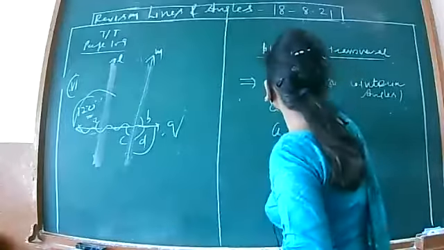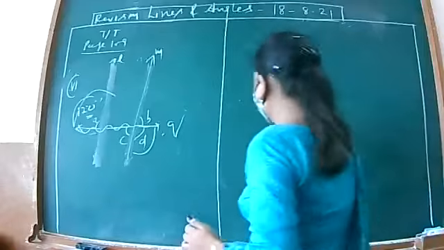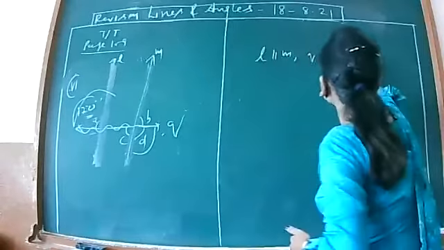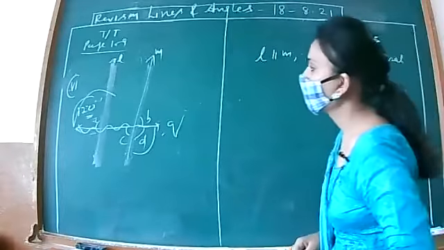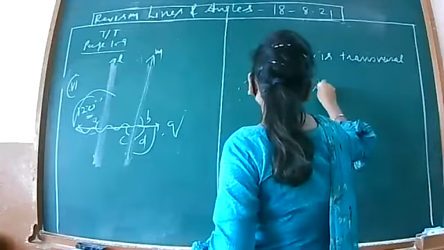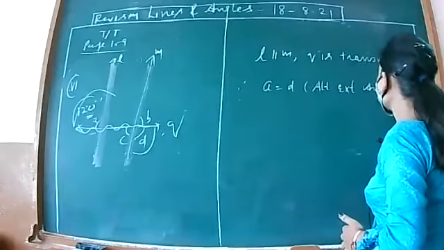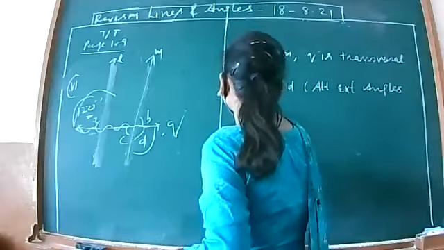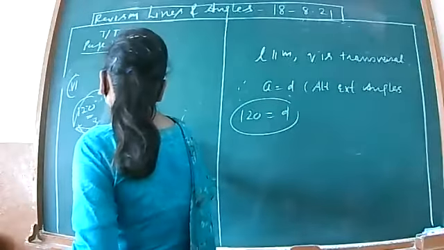So we will write here, L parallel to M, Q is transversal. Therefore, A is equal to D, alternate exterior angles. So A we have found out 120, so D is also 120. This D comes out to be 120.